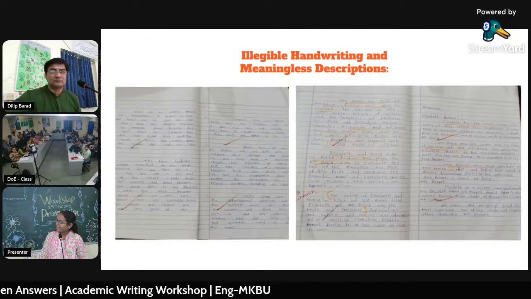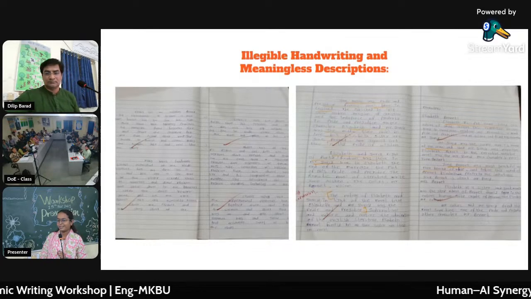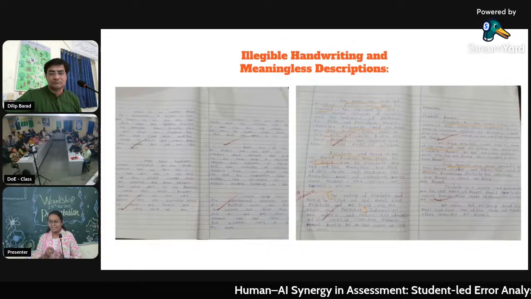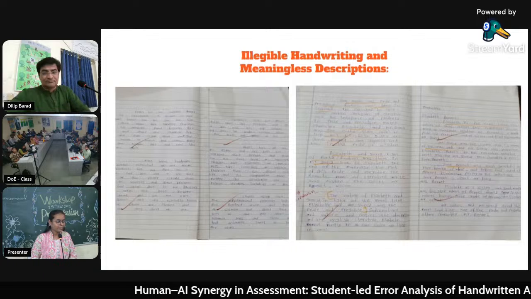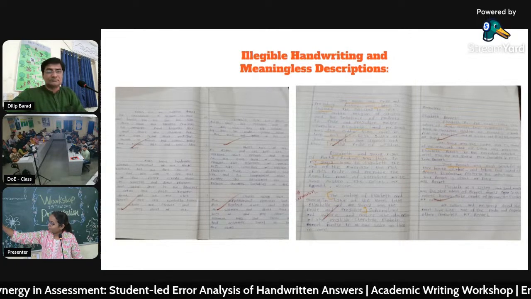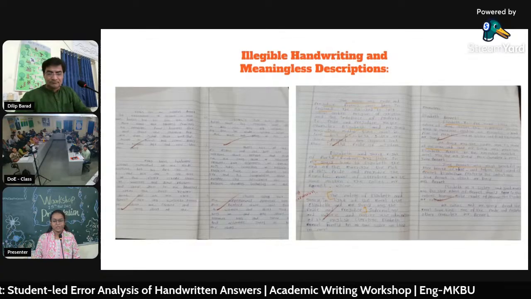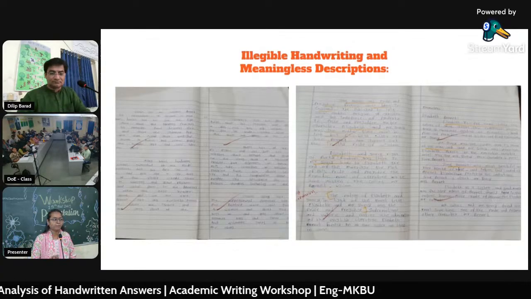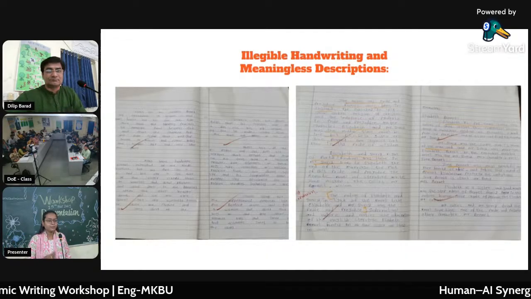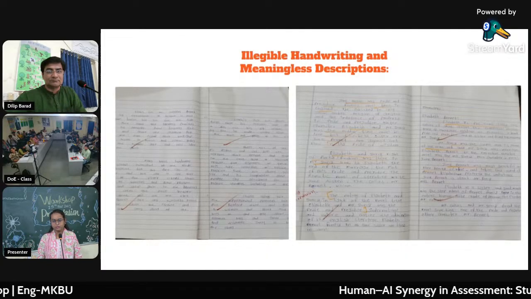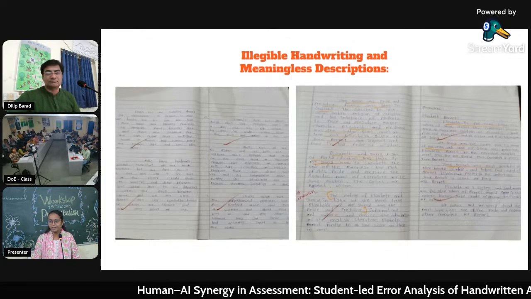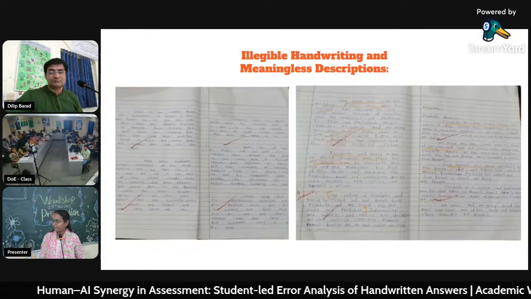Again, illegible handwriting and meaningless description. We couldn't understand, we can't read what you have written. Here you can see all these orange lines, you cannot get a single meaning from that one paragraph. At least write readable handwriting that we can read. Remember these things. For that also you have to do writing practice, then you can improve.